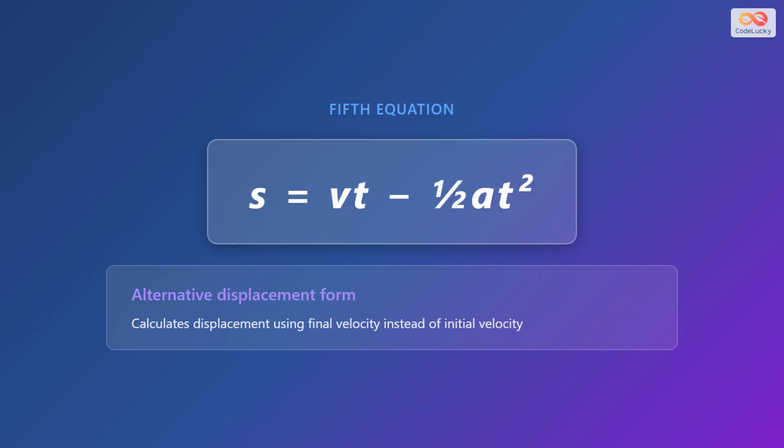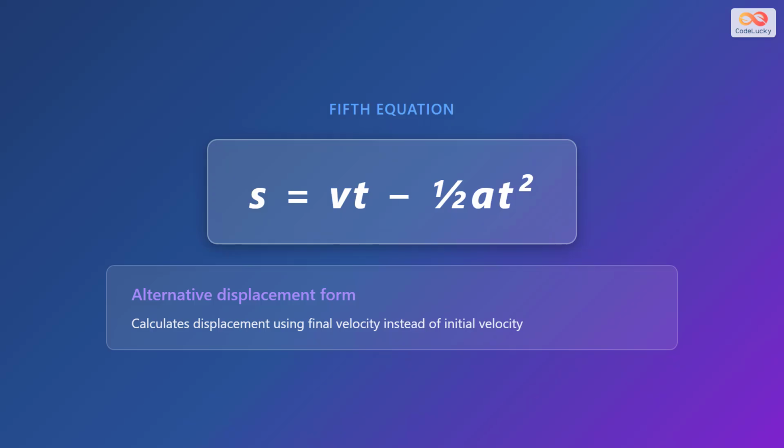The fifth equation of motion is s equals vt minus 1/2 at squared. This is an alternative form for calculating displacement, but this time it uses the final velocity instead of the initial velocity. The term vt represents the distance if the object maintained its final velocity throughout, while 1/2 at squared is subtracted to account for the fact that the object was actually slower earlier in its motion.